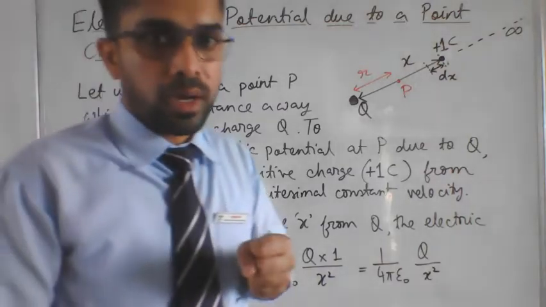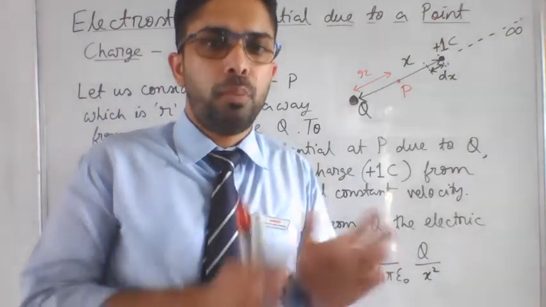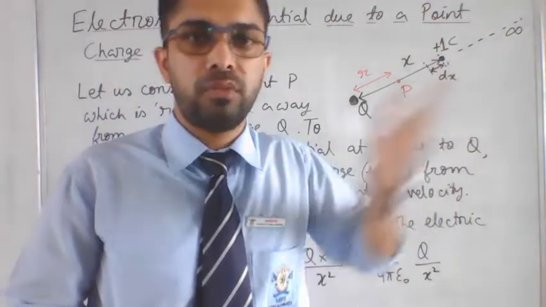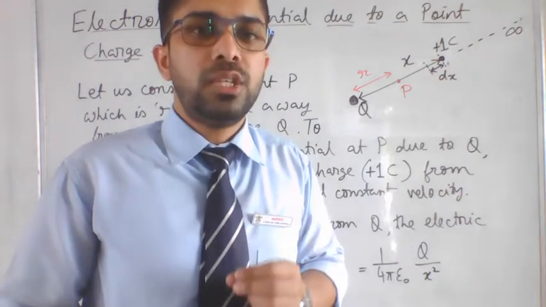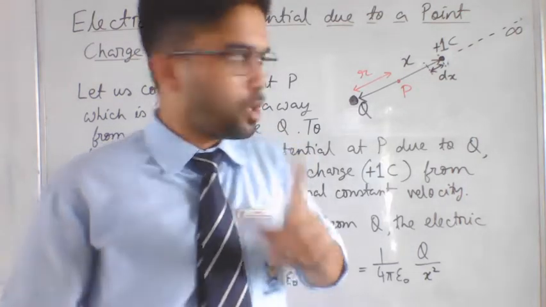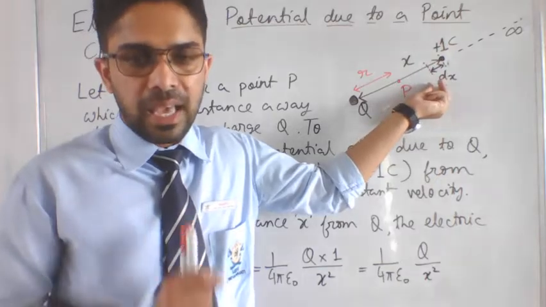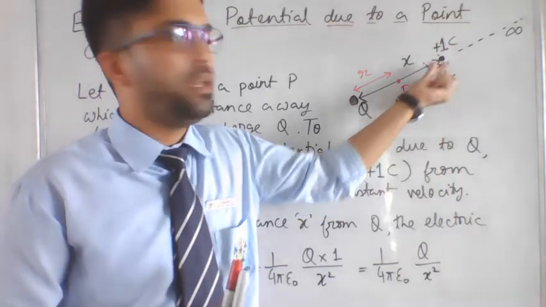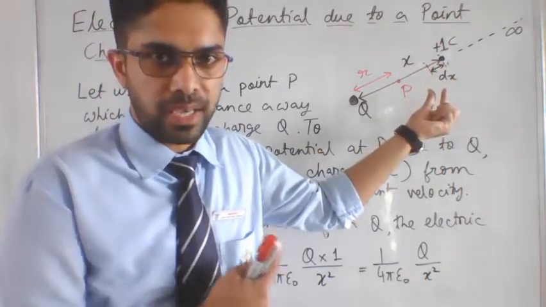Now how will you find the work done? Of course it is not possible to measure in one go the entire work done from infinity to a point. So we'll be taking a small length, or a small displacement dx, and first let's find how much will be the work done for this small displacement dx. Let's see that.